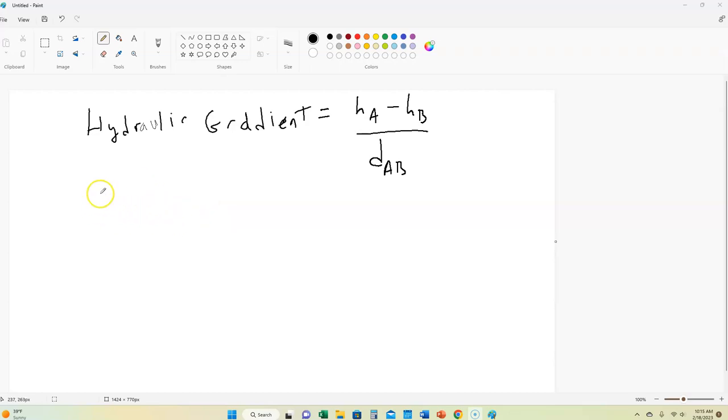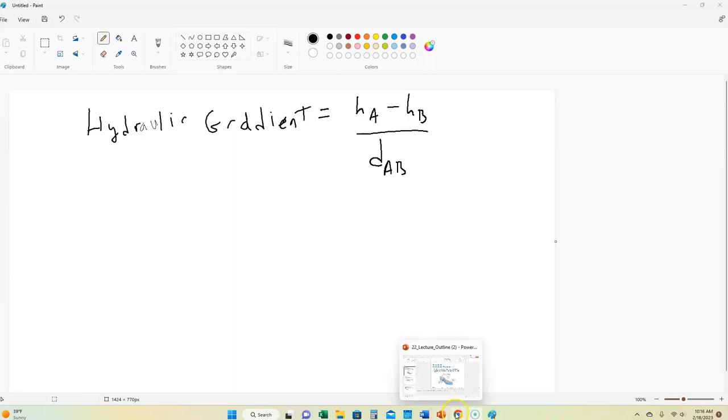All right, so this is an example of Darcy's law. So let's start with this thing called the hydraulic gradient, which is the height of some body of water minus the height of the other body of water divided by the distance between them. All right, so we're going to calculate the hydraulic gradient.